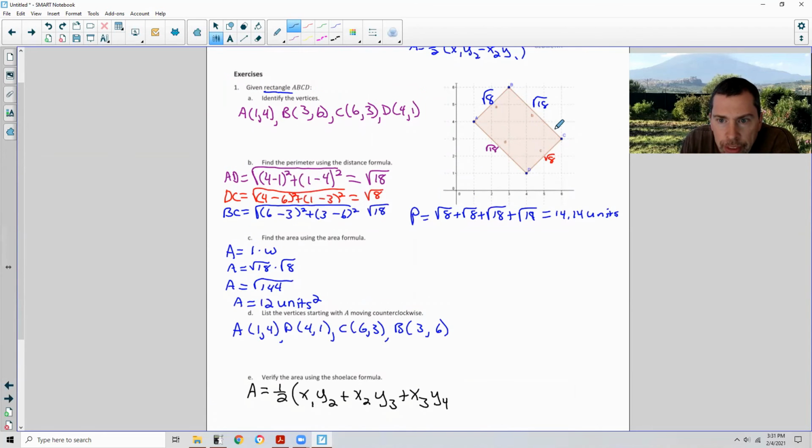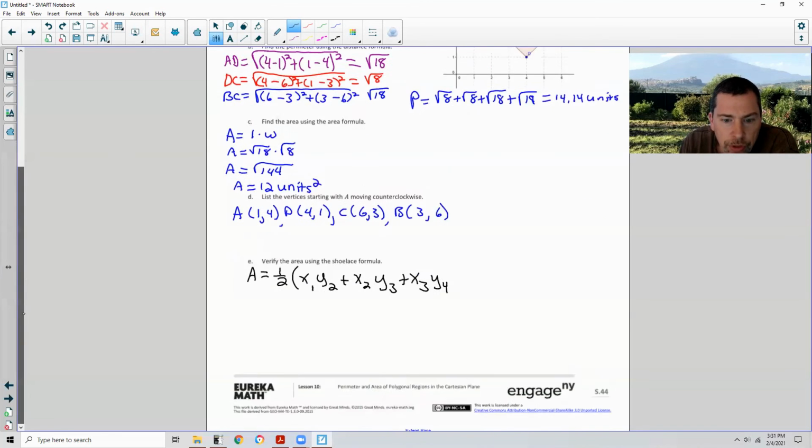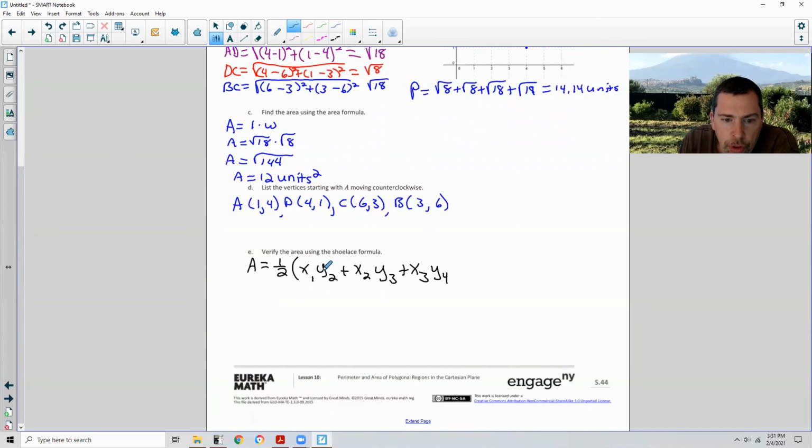But we have to go in counterclockwise order for this to work. So it's X1, Y2 plus X2, Y3 plus X3, Y4, but that's only 3. So I'm going to do one more. I got to get to X4, but I've already gone Y2, Y3, Y4, so I have to go around to the other Y that I haven't used, and that's Y1.